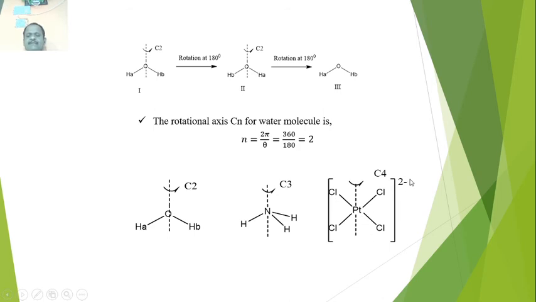PtCl4 2 minus. In this molecule, when you rotate the molecule through an angle of 90 degrees, after every rotation the position of the groups will change. Let's say for the first 90 degree rotation, this Cl goes to here, another Cl comes to here, this will come to here, this will come to here. So you require 4 rotations so that you will get the original molecule.